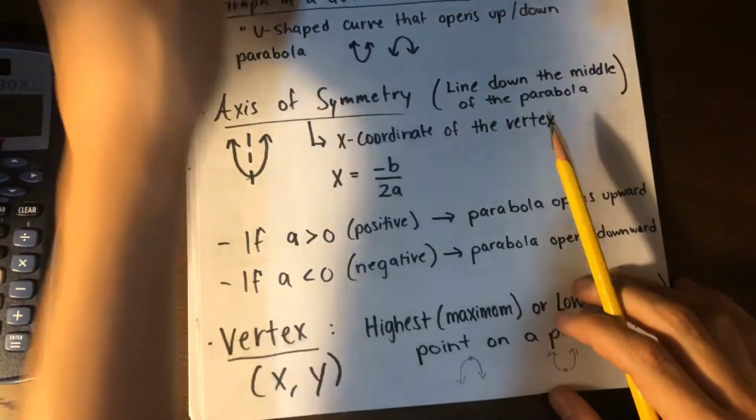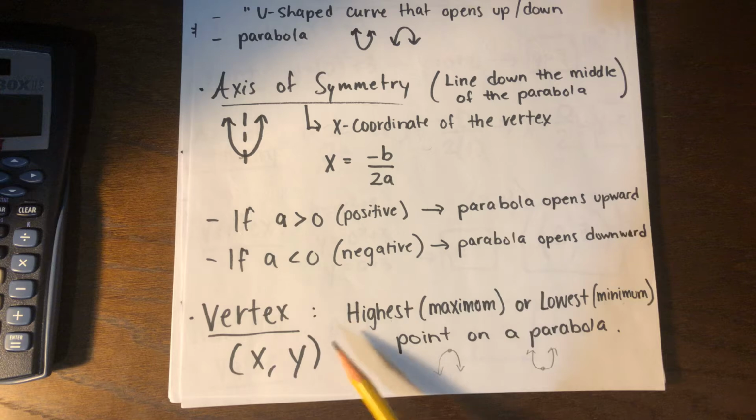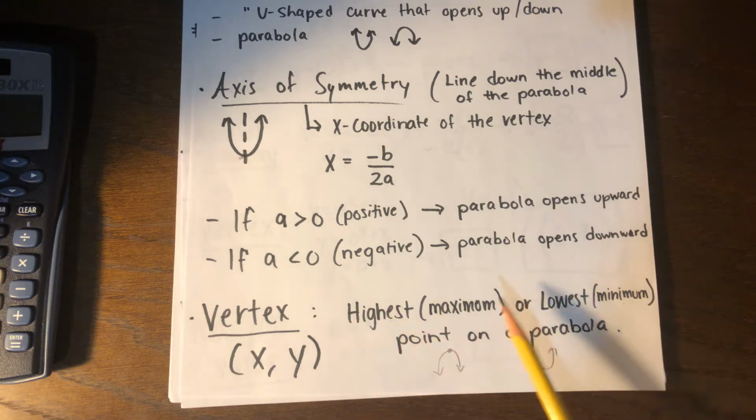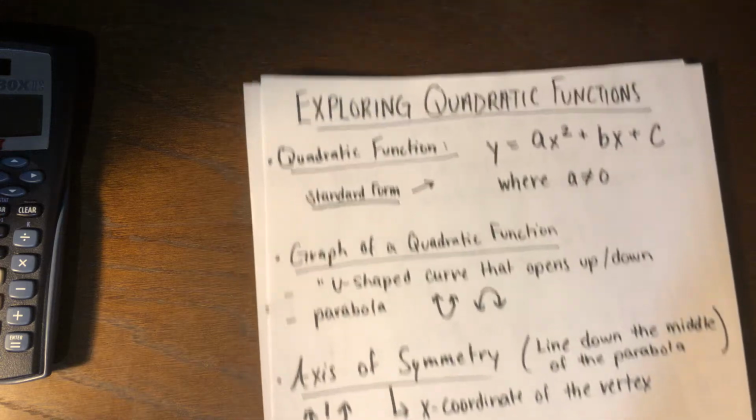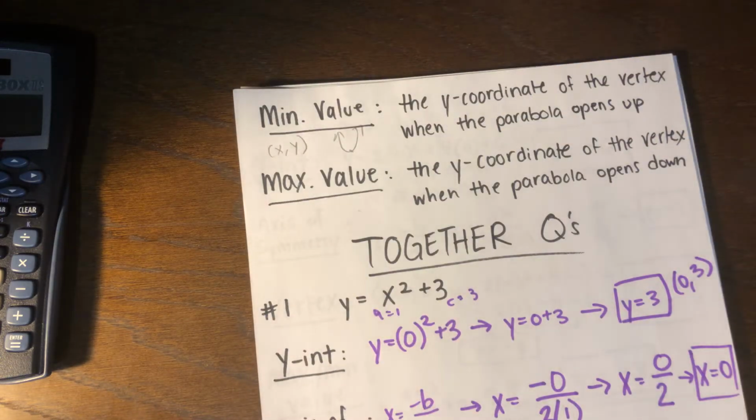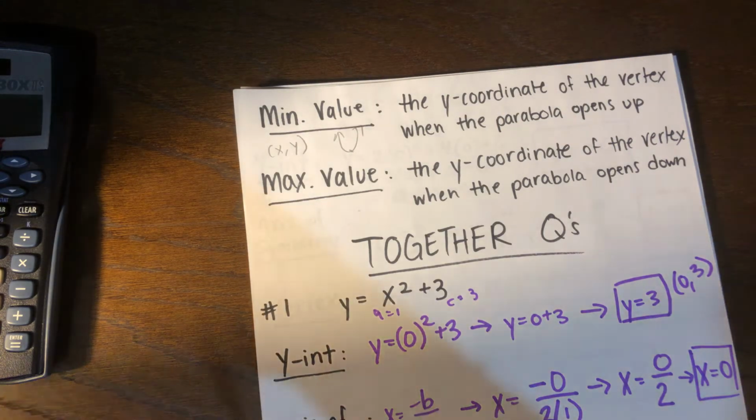Our vertex, okay, is x comma y, which is either the highest or lowest point on a parabola. So if it's the highest point on a parabola, that's called our maximum, and if it's the lowest point, it is called our minimum. Let's jump right into some of these questions, okay?